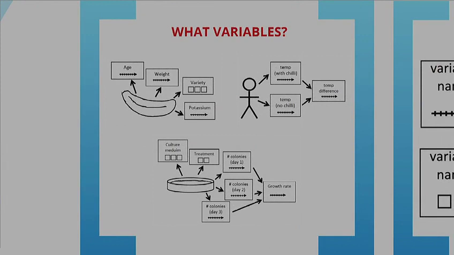So I've got these diagrams here to say, you know, I've got a banana, I've written down the age of the banana, the weight of the banana, the variety of the banana, the amount of potassium in the banana. I've got people, I've written down the temperature with chili, the temperature without chili, and also calculated the difference in those temperatures, and I've got a petri dish with stuff. Whenever I'm helping people do their statistics, the first thing I do is draw all of the variables involved. So you need to know what variables are involved. And then you need to know which of those variables are involved in your question, your research question.